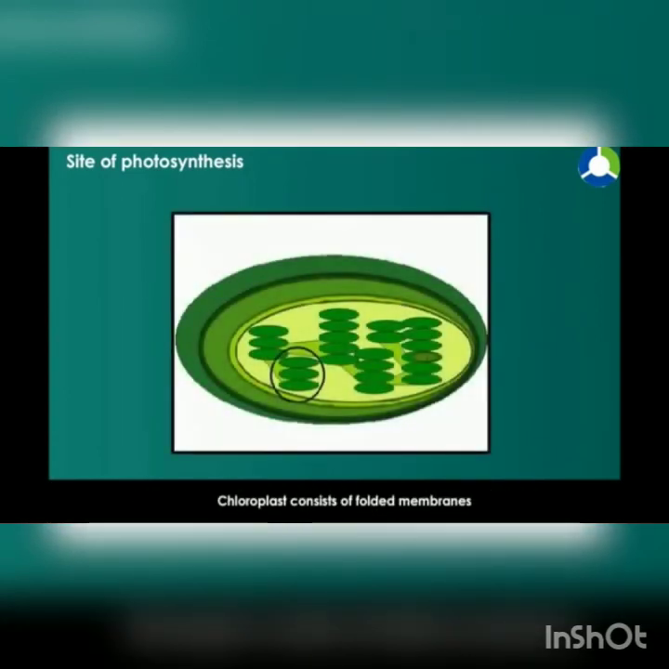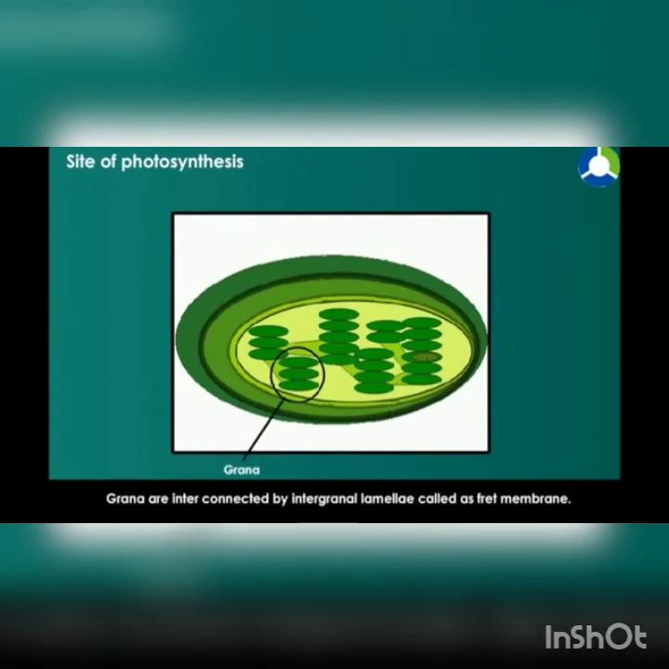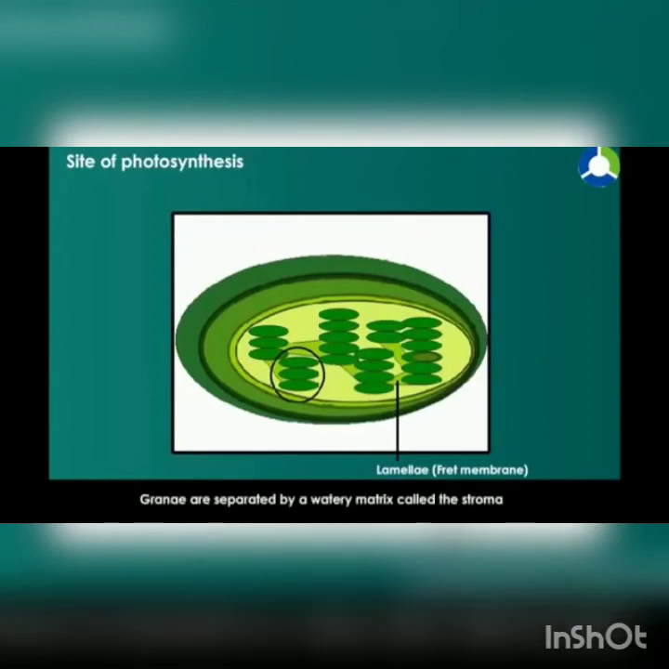Chloroplast consists of folded membranes. When stacked, they form structures called grana. Grana are interconnected by intergranal lamellae called fret membrane. Grana are separated by a watery matrix called the stroma.